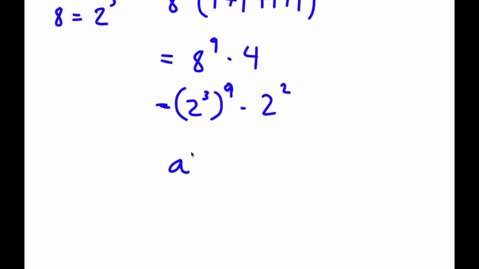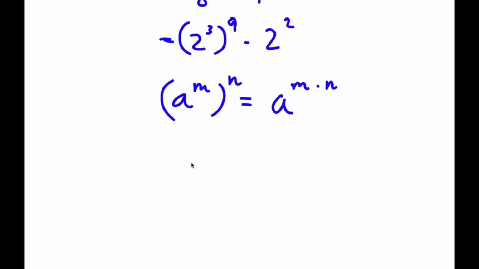Now, if I have something in the form a to the power of m to the power of n, this is equal to a to the power of m times n. So 2 to the power of 3 to the power of 9, that's going to equal 2 to the power of 3 times 9. And 3 times 9 is 27. So now I have 2 to the power of 27 times 2 to the power of 2.